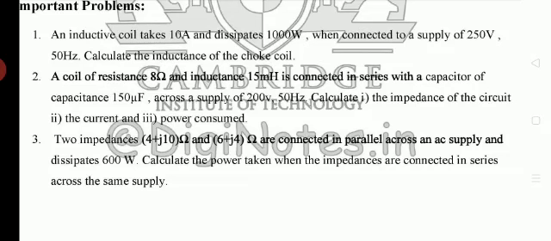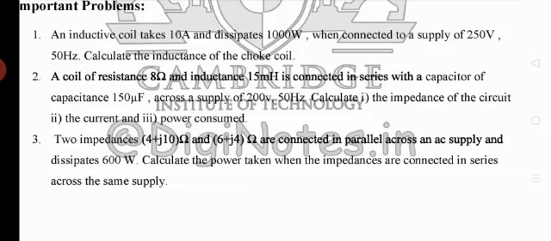Voltage is given, frequency is given, RLC values are given. How do you calculate impedance? Z equal to square root of R square plus (XL minus XC) whole square, or (XC minus XL) whole square, depending on whichever is greater. So calculate XL and XC: XL is omega into L, and XC is 1 by omega C. Substitute the values, you get XL and XC. Substitute into the equation, you get Z.